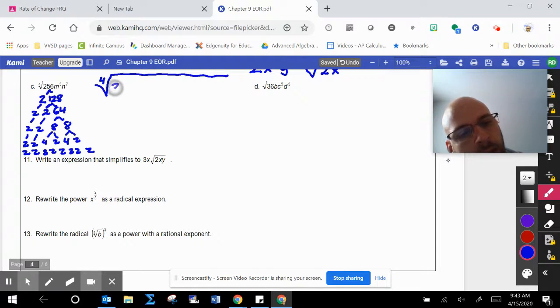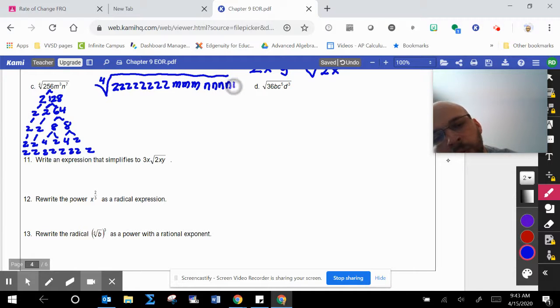Okay? And I had 1, 2, 3, 4, 5, 6, 7, 8 2's. I have 3 m's, and I have 7 n's. Let's see if I can do this here. I'm worried about fitting it in this space. 1, 2, 3, 4, 5, 6, 7 n's. Right? Okay, so now let's circle our groups.